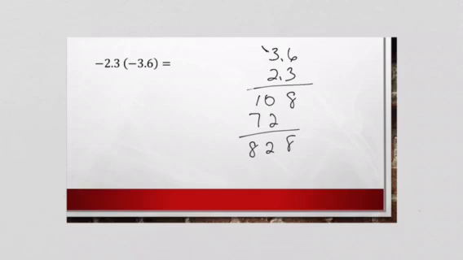Is that right? How in the world would 3 times 2 be 828? It's not. So we go up here and we count the number of numbers behind the decimal. There's one number, two numbers. So our answer should have two numbers behind the decimal. So our answer is 8.28.